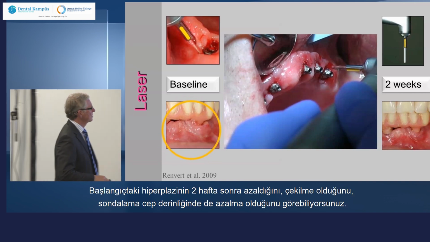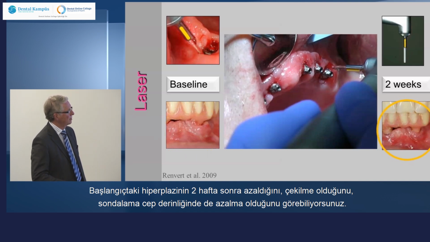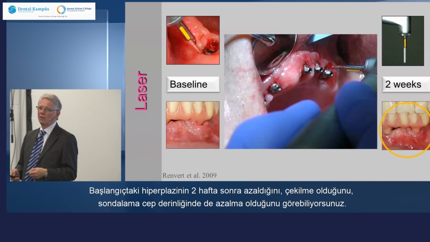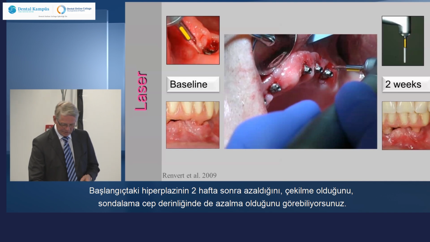You can see from this clinical slide the hyperplasia here at baseline, and already 2 weeks after you have a recession, you have really a reduced probing depth following the use of this laser apparatus.